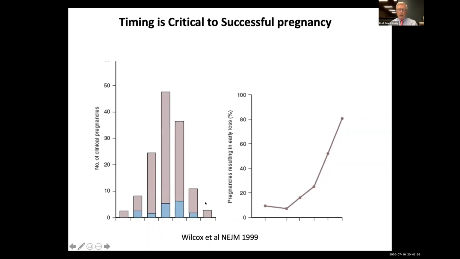The paper by Wilcox suggested that these late occurring events were due to faulty embryos. I think that these late occurring embryos were coming into an endometrium that was simply not receptive because the corpus luteum could no longer be rescued after day 10 of the cycle.